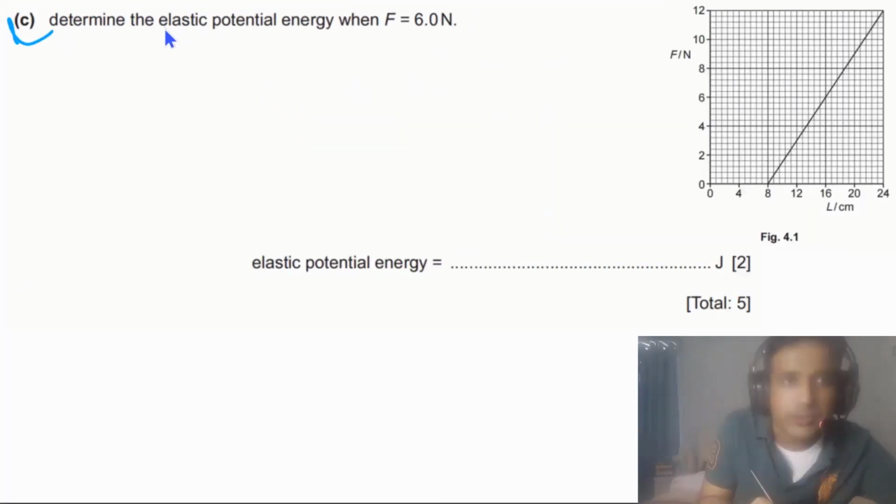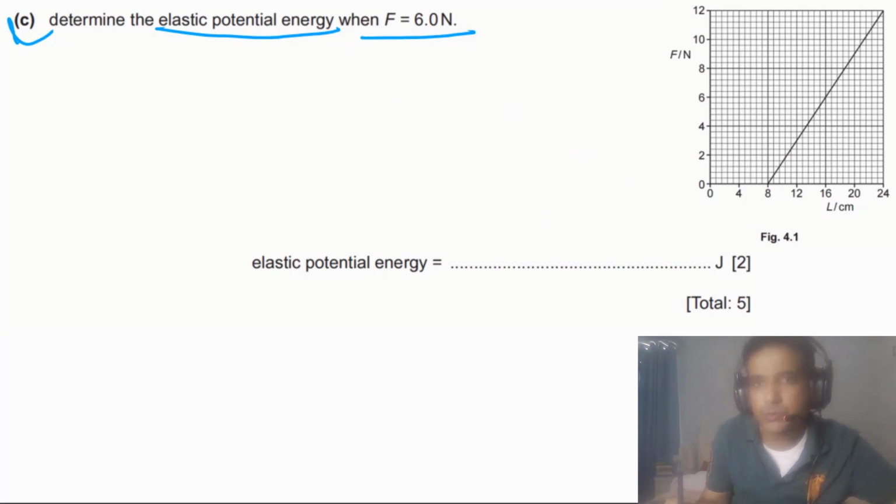Part C says determine the elastic tension energy when F is equal to 6.0 newtons. So first of all, it is given to us that F is equal to 6.0 newtons. And from here we can find the extension.